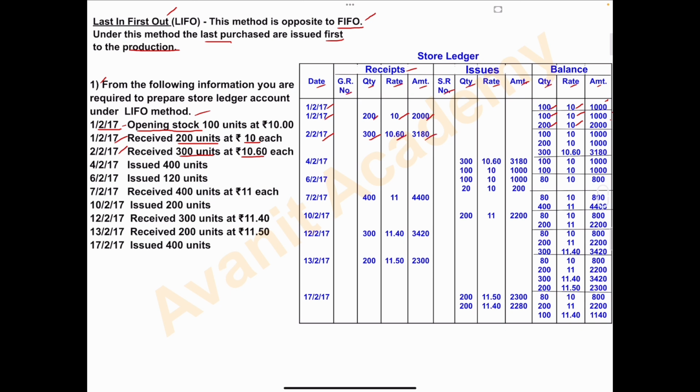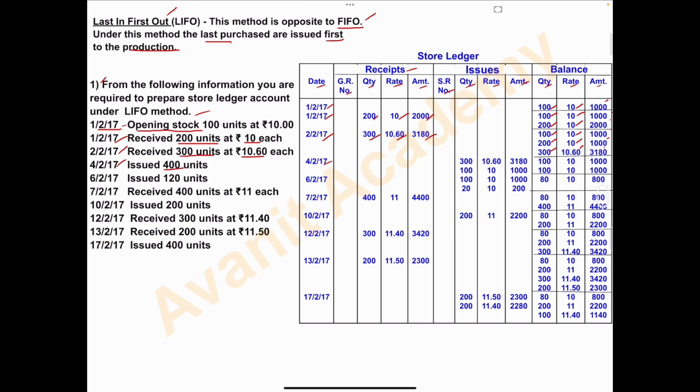3180. First take the previous balance, that is 100 units at rupees 10, 1000. Rate per unit 10, 1000. And now write the latest purchase, that is 300 units at rupees 10.60, amount 3180, and close this. On 4th February 2017, issued 400 units.